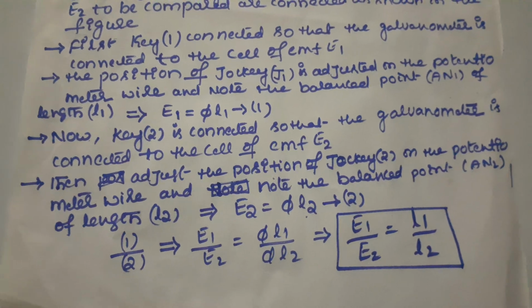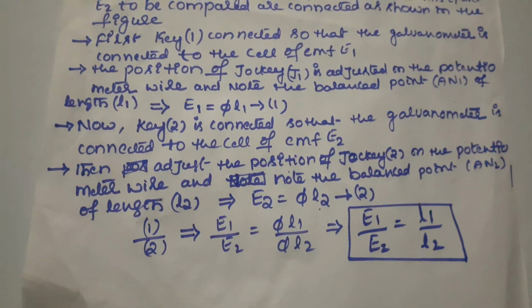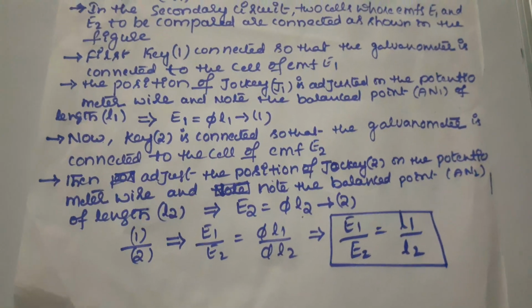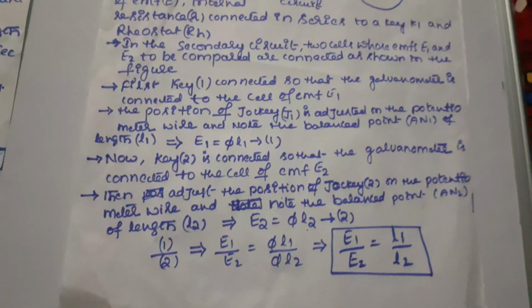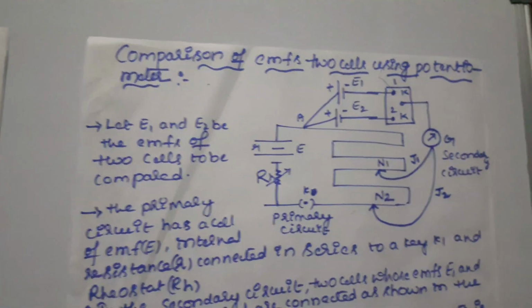So this is equation 1 and this is equation 2. Dividing equation 1 by 2, you get E1 by E2 equals L1 by L2. This is the formula used to compare the EMFs of two cells, students. You can see the figure again.